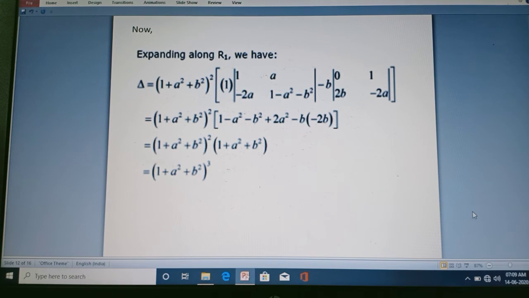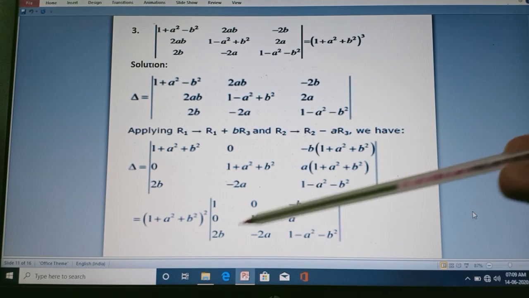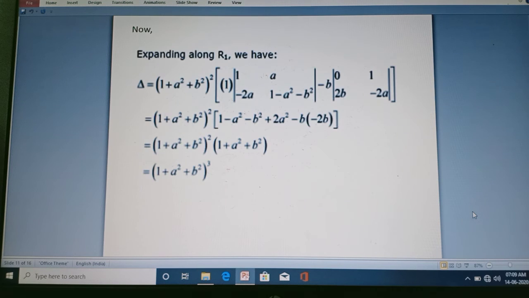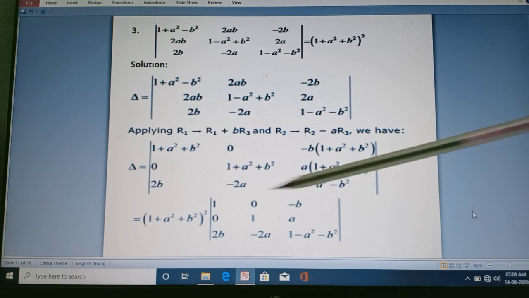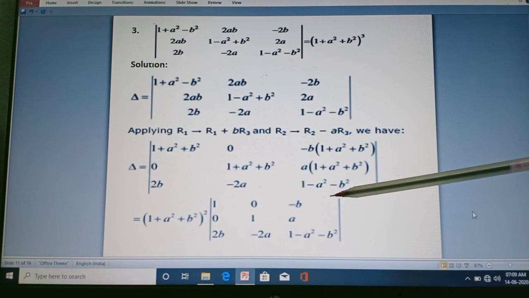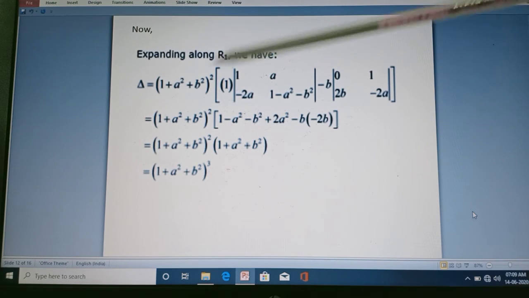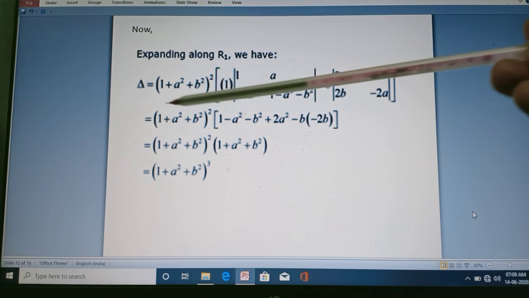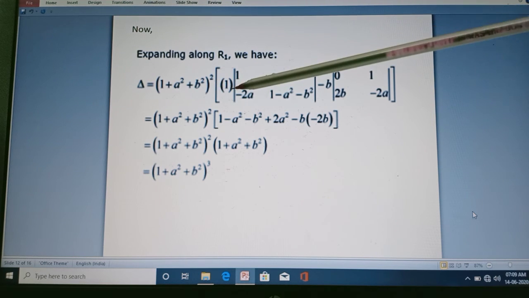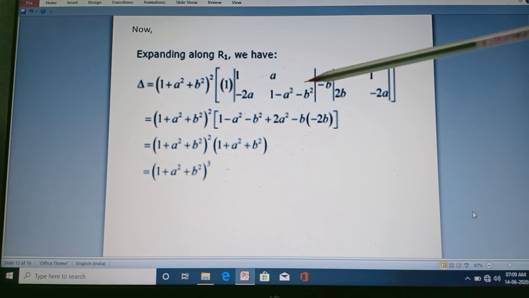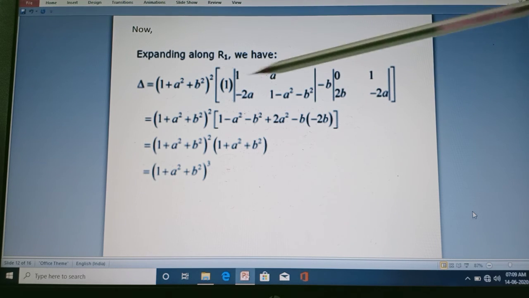Now we can expand along any suitable row or column. We can expand along R1. When we expand along R1, this is the element outside the determinant. First element into its minor, minus b into its minor. The third element is 0, so no need to write.